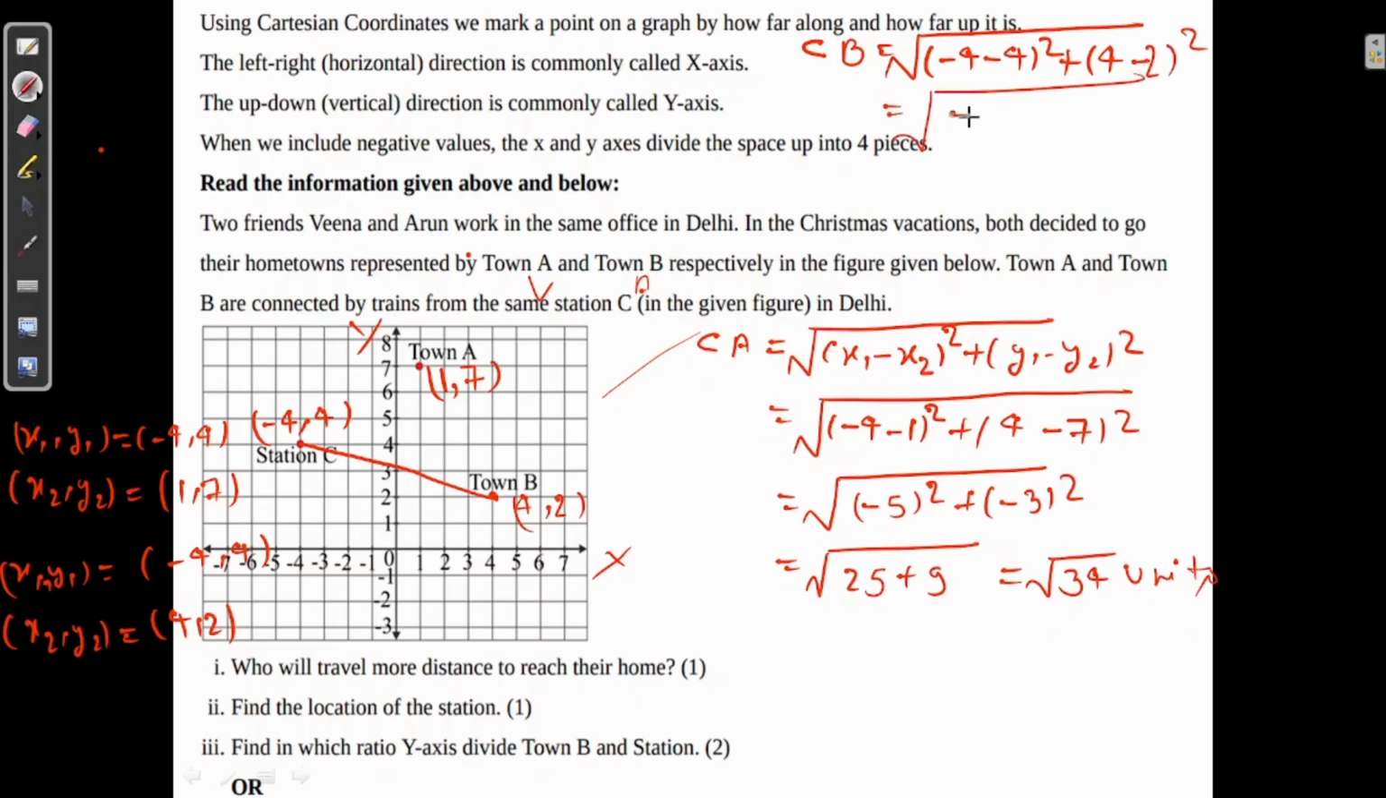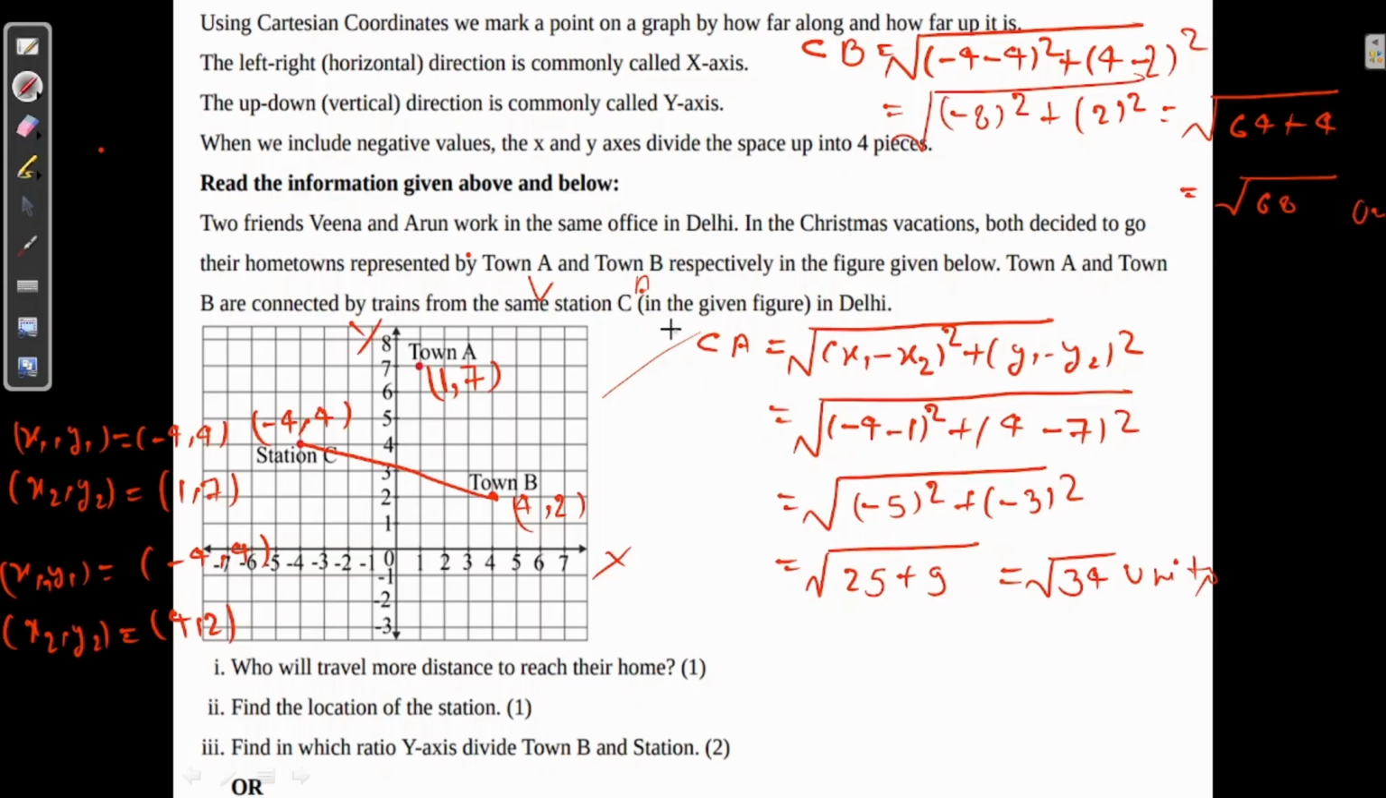Minus 4 minus 4 will be minus 8, so the square of minus 8. 4 minus 2 will be 2. Now let us write here. 8 square is 64. The square of a negative number is always positive. And 2 square is 4. So I am going to get root of 68 units.